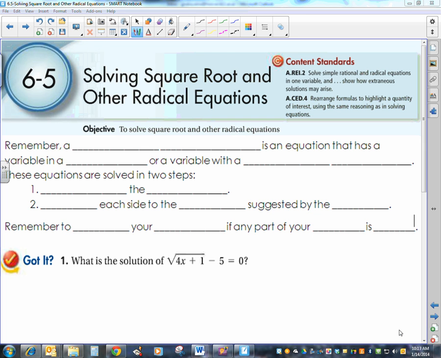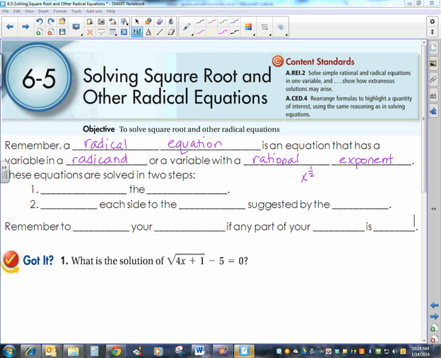Okay, today we're talking about solving square root and other radical equations. So remember, a radical equation is an equation that has a variable in a radicand. Remember, the radicand is the part underneath the radical. Okay, or a variable with a rational exponent. So we just spent the first part of the chapter talking about these things. Rational exponent would be an example, x to the 1/2.